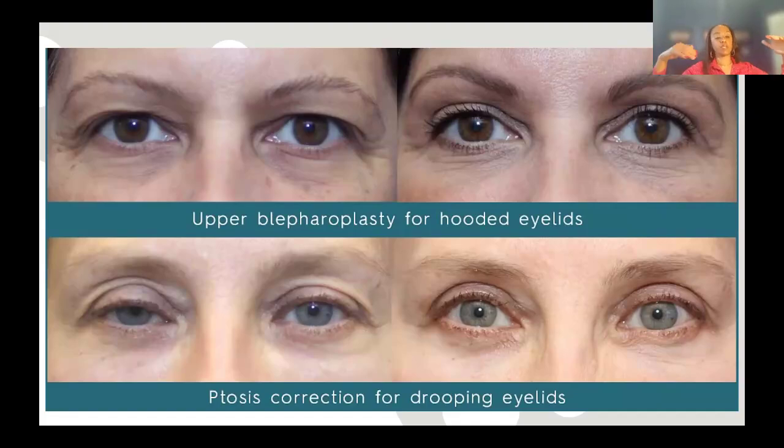So you can see the difference. The top pictures are patients that just have fatty tissue that's starting to fall down due to gravity, and then a blepharoplasty is done. But the patient in the bottom has an upper lid that is creeping over the visual axis, more so on the right than the left, and ptosis correction would be appropriate for her.